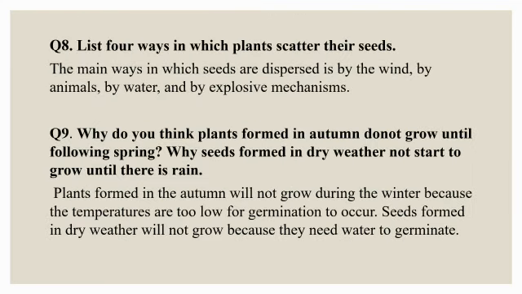List 4 ways in which plants scatter their seeds. The main ways in which seeds are dispersed or scattered are with the help of wind, by animals, with the help of water, and by explosive mechanism.